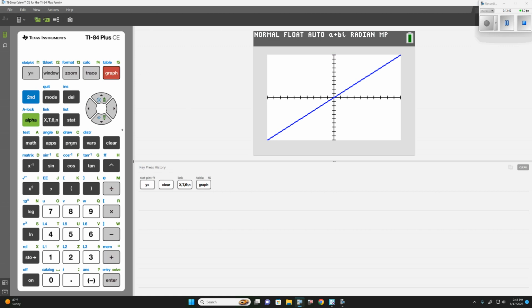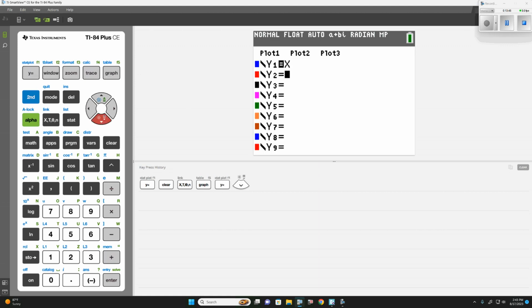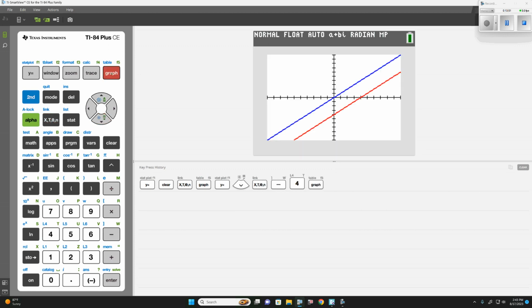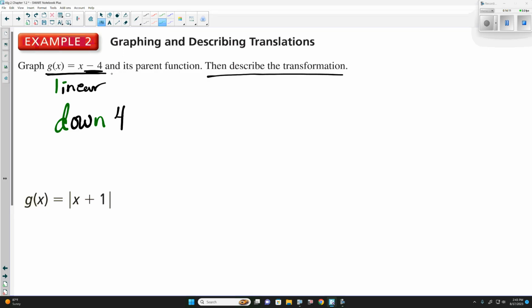Now I'm going to come back here because I can hit y equals, go to the second line and type it in. X minus 4. Graph. Is the new line 4 units down from the original? So it moved 4 units down. And this is part of the reason we're not going to go in depth, and I'm not going to make y'all graph these, because we have tools that'll do it for us. So that's it. Questions on the first one?